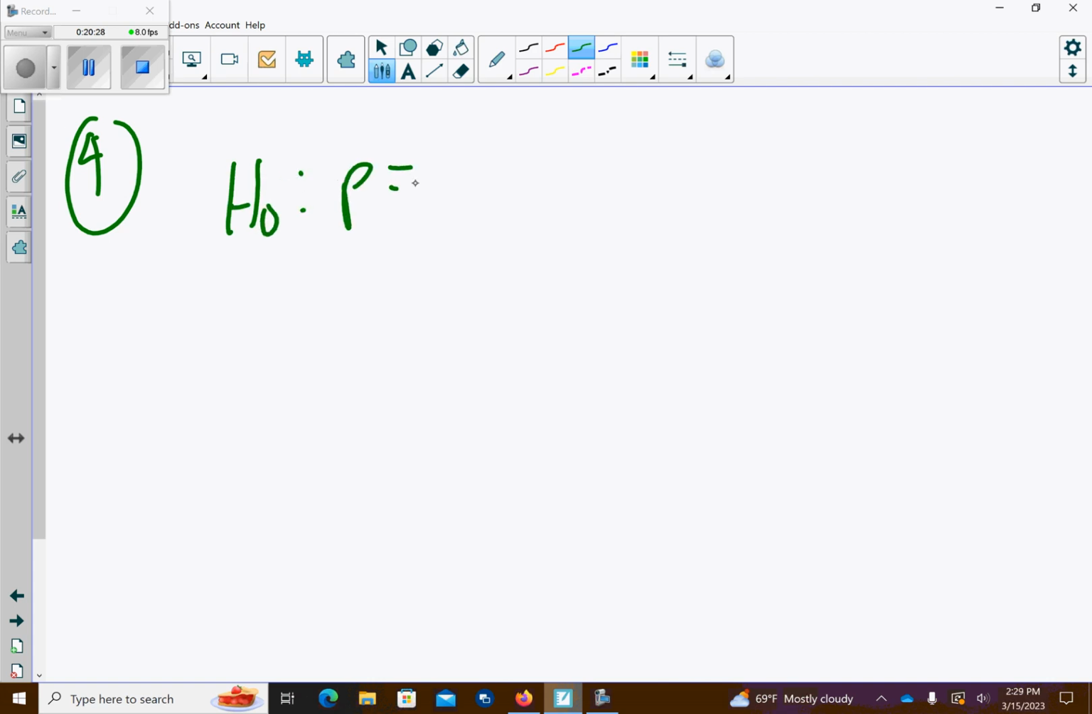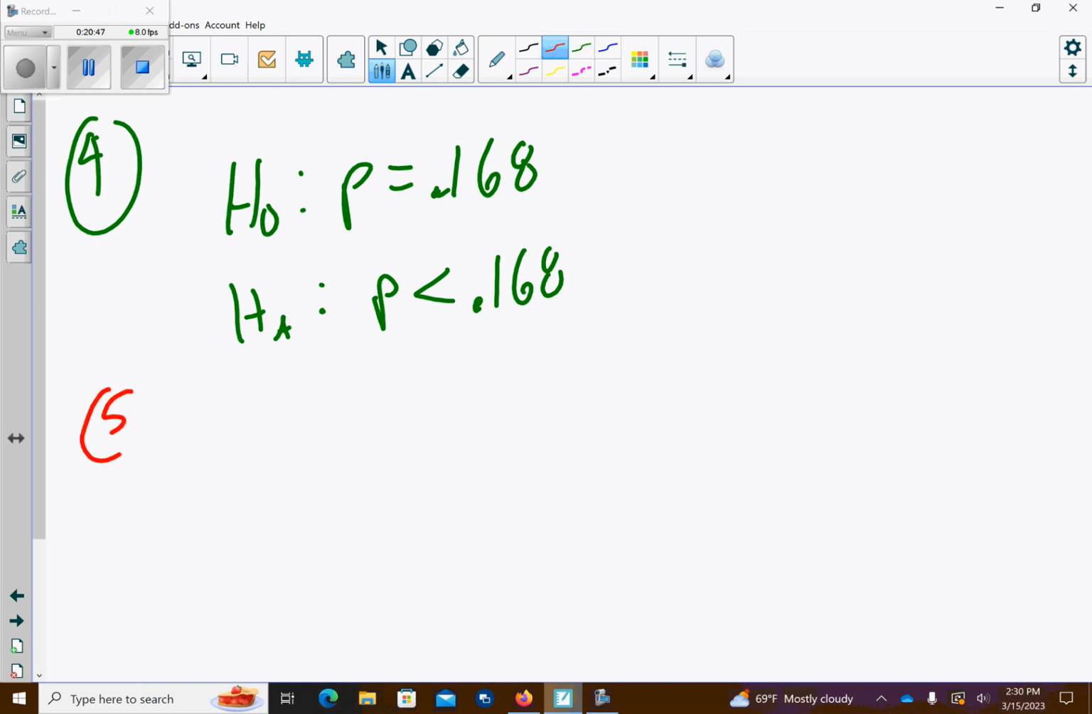Okay. So our hypothesis is going to be P equals 0.168, and our alternative is less people in Colorado happen to smoke. And this is going to now be, if we go down to number 5, is this a one tail or a two tail? It's a one tail. We feel that Colorado has fewer smokers, so it's less than.